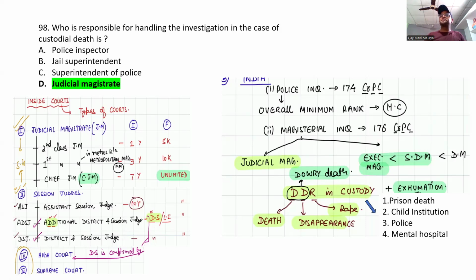And what does exhumation mean? If the dead body was already buried in the earth, you have to remove it. I don't know how to say it in English, but they say exhumation. They will remove the dead body from the earth. So please remember this one.